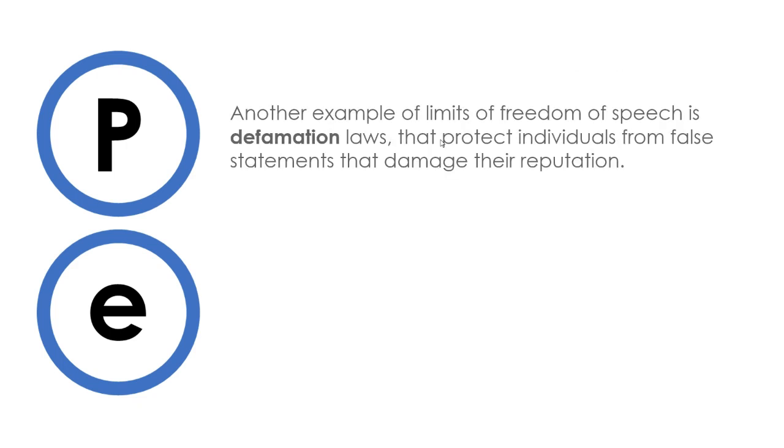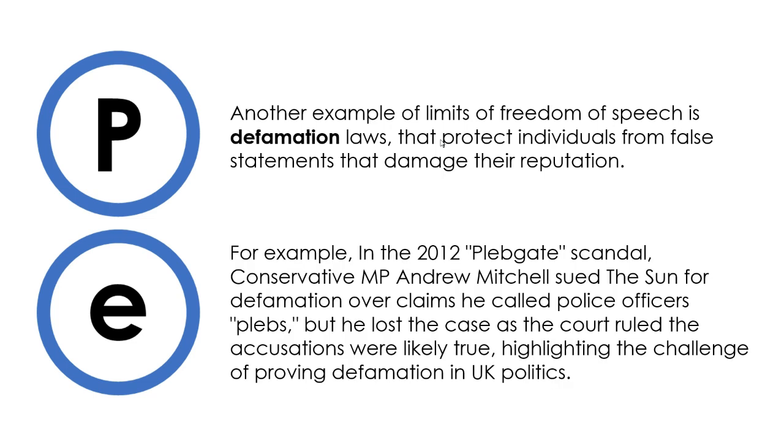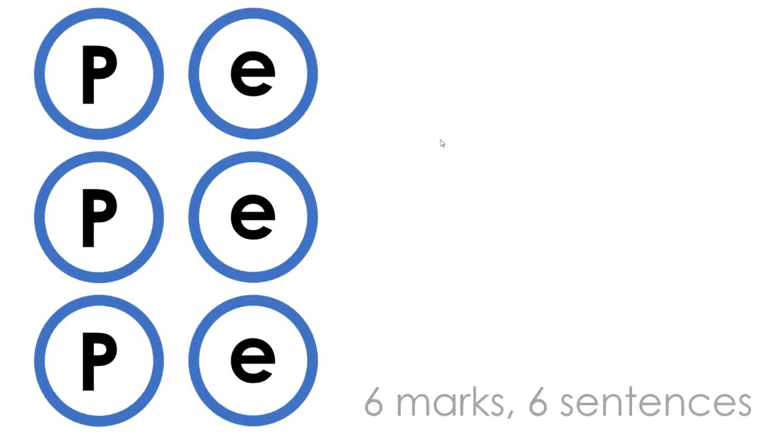A second one, another example of limits on free speech is defamation laws to protect individuals from false statements that damage their reputation. So that's clearly outlining an example of a limit to freedom of expression. And here we have a bit of a detailed example. For example, in 2012, the Plebgate scandal, as it was known, involved Conservative MP Andrew Mitchell, who sued the Sun for defamation over claims he called police officers plebs. But he lost the case as the court ruled the accusations were likely true, highlighting the challenge of proving defamation in UK politics. So once again, it's a very, very straightforward approach.